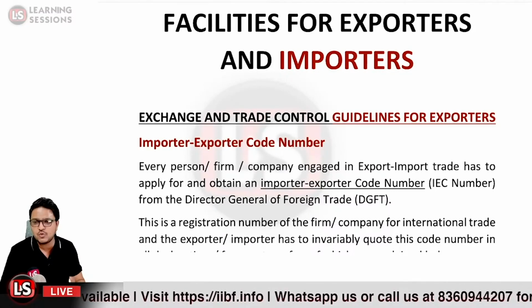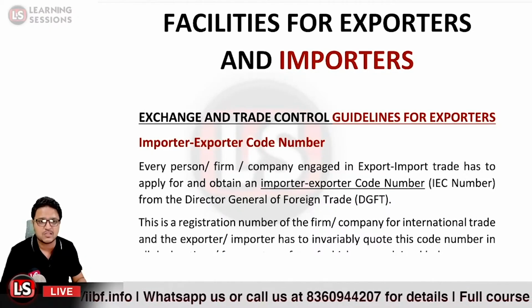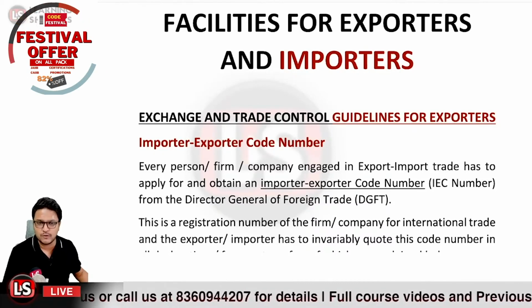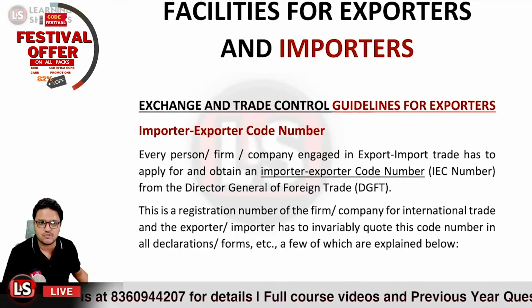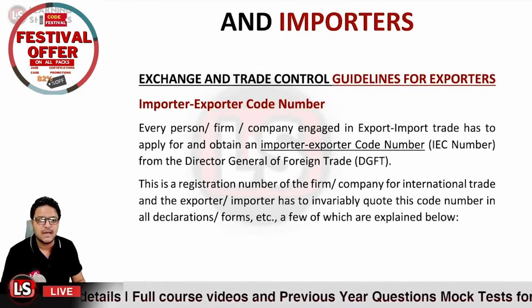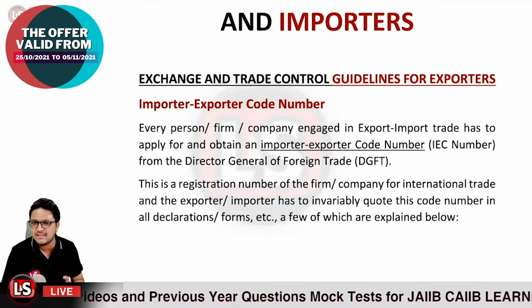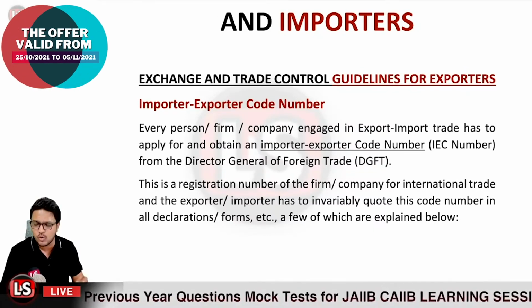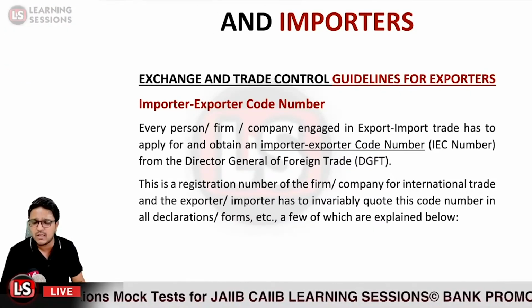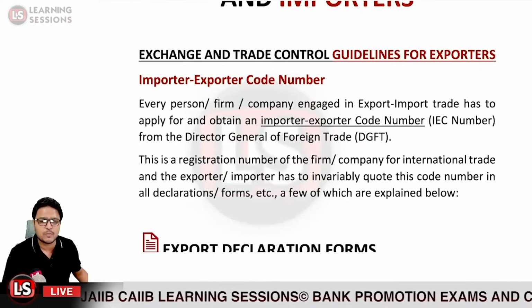So DGFT issues a unique number to each and every trader who is engaged in export and import trade. So first of all we need to obtain that particular number. This is a registration number of the firm or the company for international trade, and further the importer and exporter has to invariably quote this IEC number everywhere. On all the declaration forms or every other form where it is to be given, this number is to be written on those particular documents.